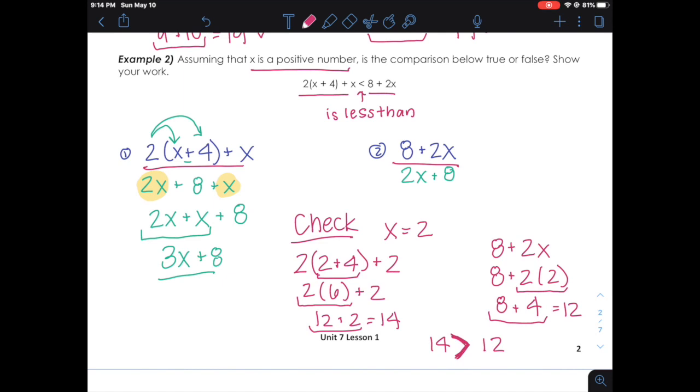14 is bigger, right? So we would use this symbol where the mouth is open to the left side of the expression. Is that what we did here? Is that the same symbol as what we just did? No, this symbol is the greater than symbol.